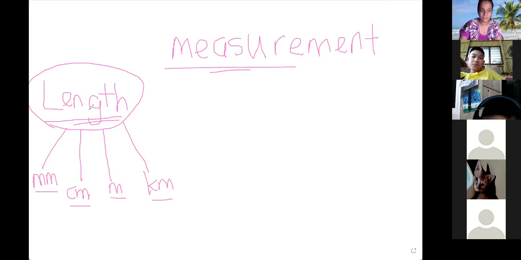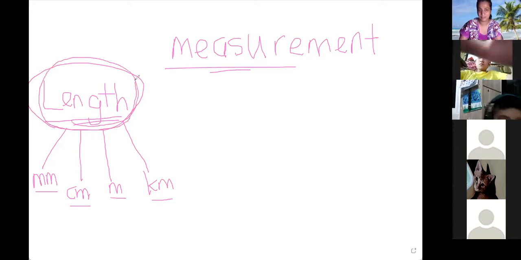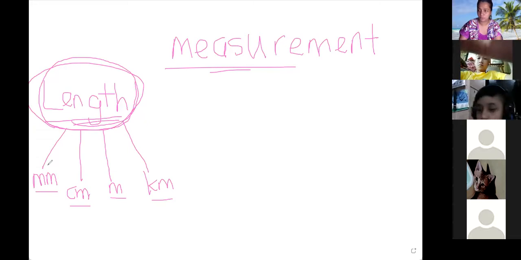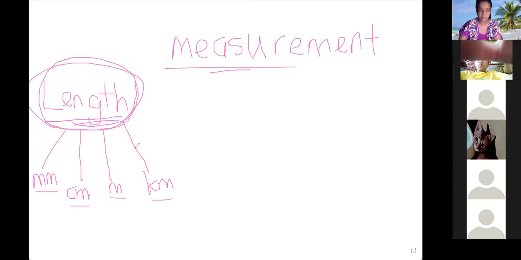When you say measuring length, you can measure the length of many objects. Let's say you want to measure the distance from Kuala Lumpur to Penang. Then you want to think and choose carefully which unit will be most appropriate. If you're going to measure how long the Penang Bridge is, you are going to use units like kilometers.